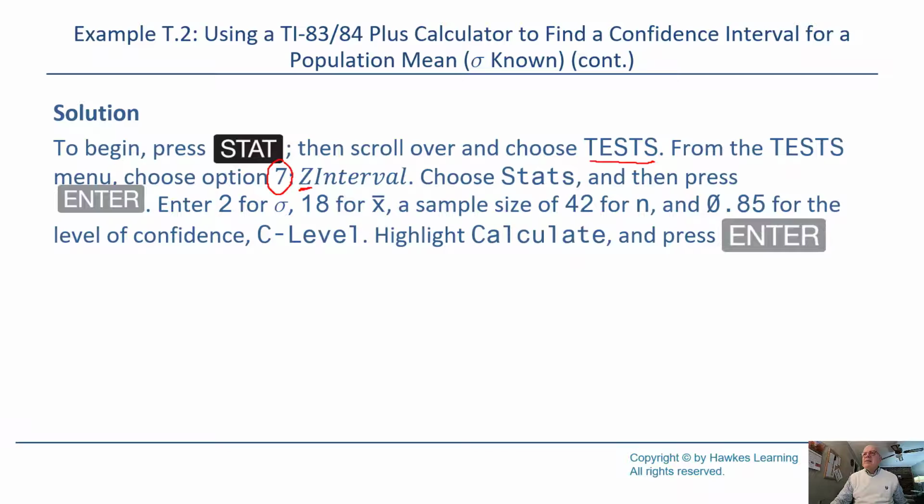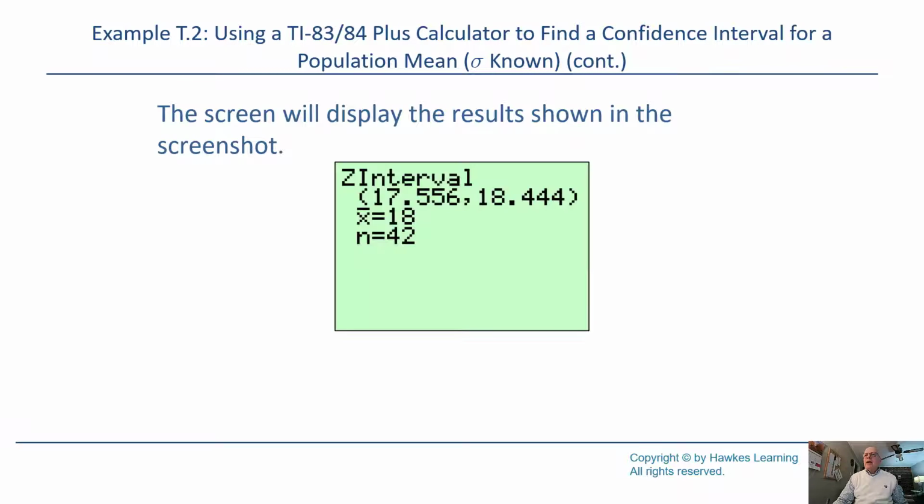Now you might see data highlighted, in which case you move over to stats and hit enter to activate that. Then put in your 2 for the standard deviation, 18 for x bar, sample size of 42 for n, and 0.85 for the level of confidence you want. Go down to calculate, hit enter, and that's what you should see.